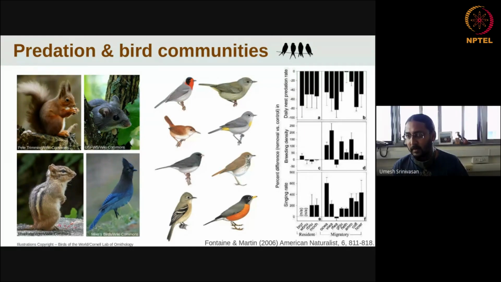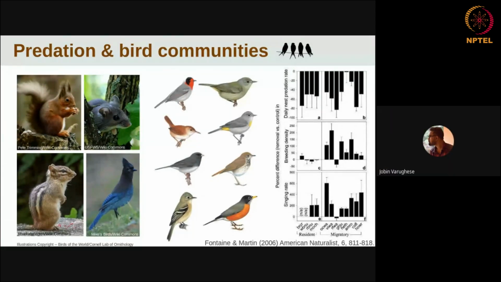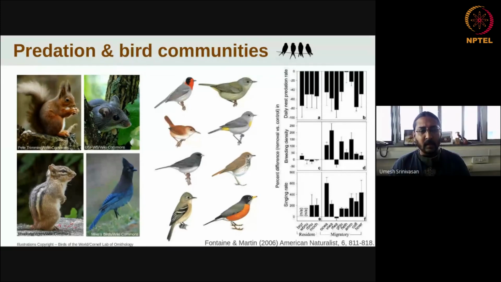Yes, the Fontaine and Martin slide. That's there over here on the screen. I think you can see the Fontaine and Martin American Naturalist at the bottom there. Yes, so I think she's talking about this graph C. So this is the breeding density relative to the control. The control is where these nest predators are present, so the baseline is 0. So what is the breeding density when these nest predators are present, and what is the breeding density when the nest predators are absent?